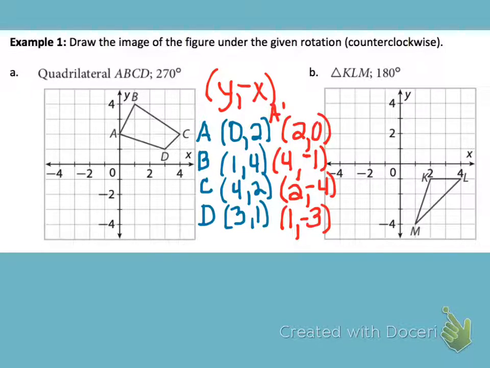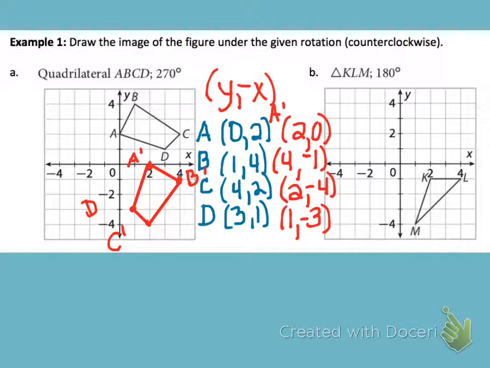I'm going to plot those out, and that will give me my new figure. So instead of 0, 2, it's at 2, 0, so this is the A prime. 4, negative 1, so that's the B prime. 2, negative 4, that's the C prime right here. And 1, negative 3, that's the D prime. And when I connect them to make my figure, oops, that's not good. This is what my figure looks like.